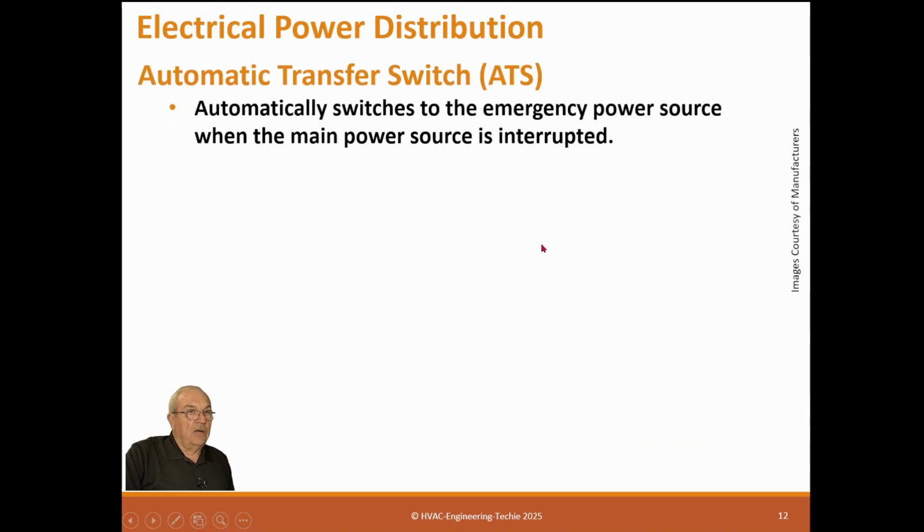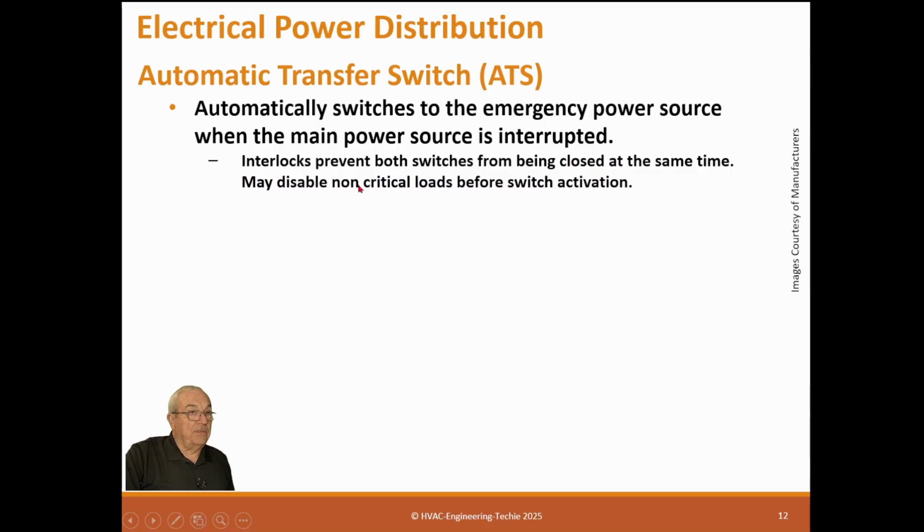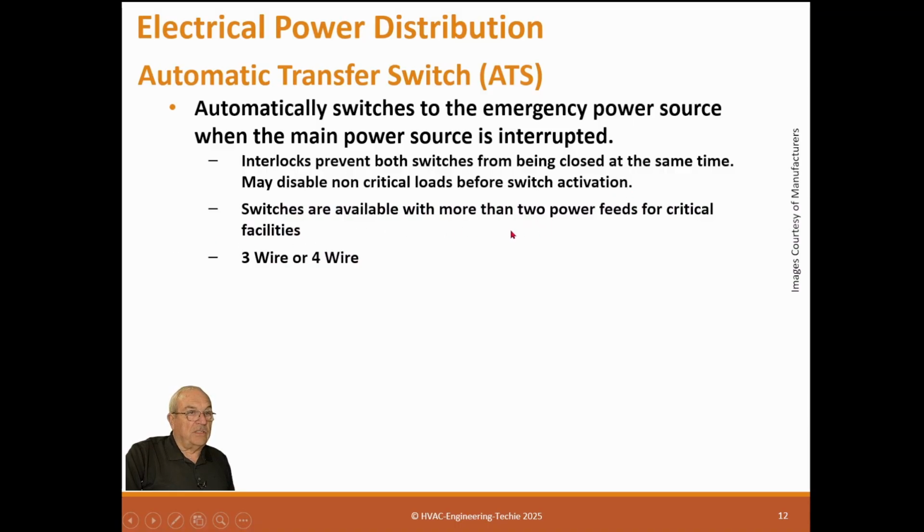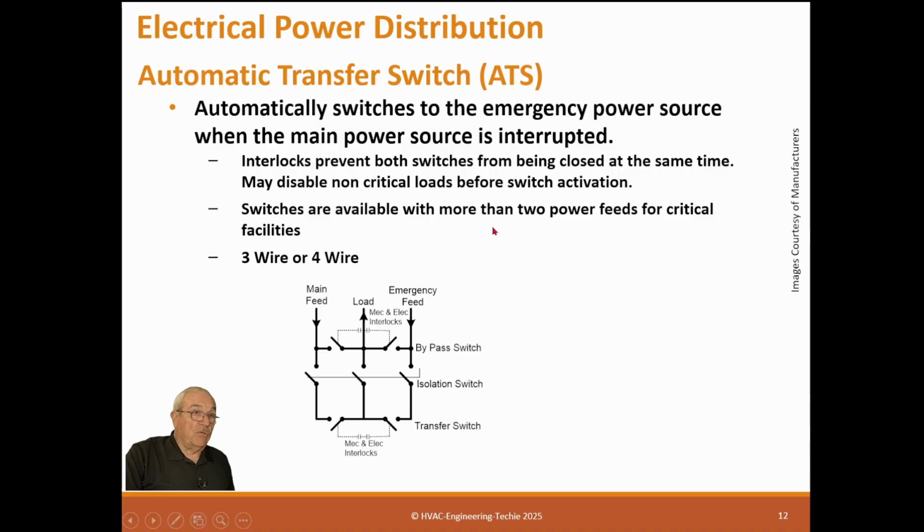Automatic transfer switches go hand in hand with a generator. They automatically switch to the emergency power source when the main power source is interrupted. Interlocks keep both switches from being closed at the same time, and they may disable non-critical loads before a switch activates. So they can have different ways of doing this and how it's interlocked. Switches are available with more than 2 power feeds for critical facilities. It can be 3 or 4 wire.